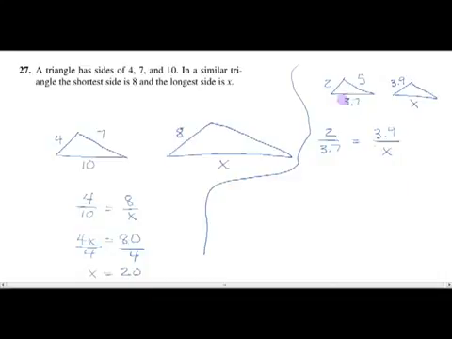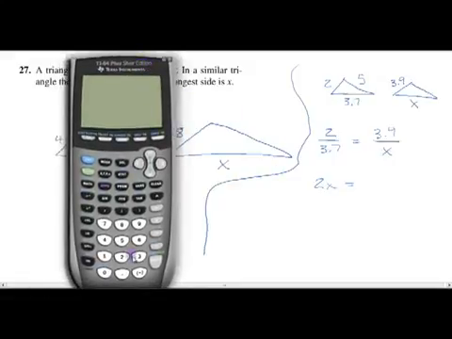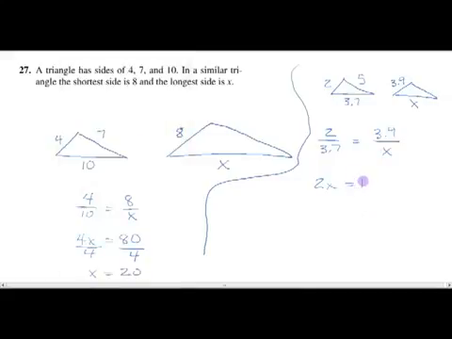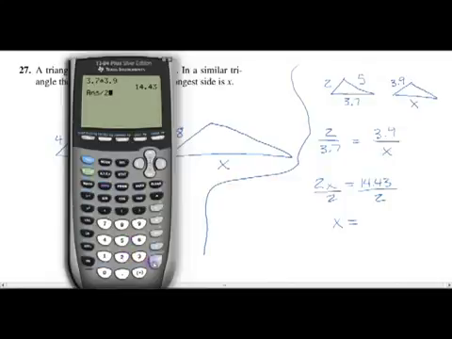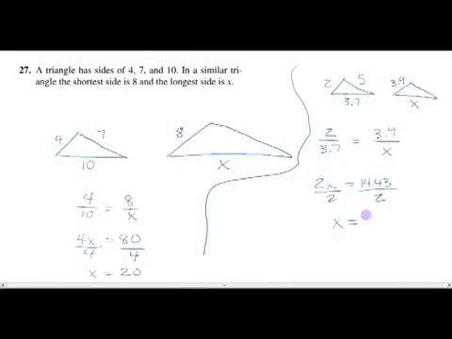And this one's not as easy to guess as this one was, but we can still figure this out using the proportions. So 2 times x is 2x equals, let's grab our calculator here. We've got 3.7 times 3.9, and that's 14.43. Then we'll divide by 2, and x equals 7.215.